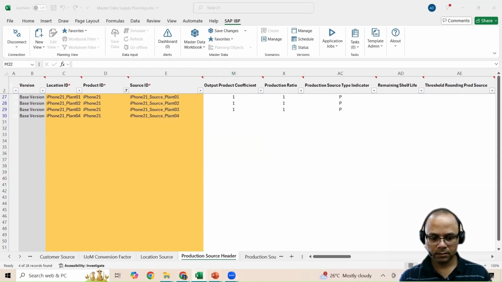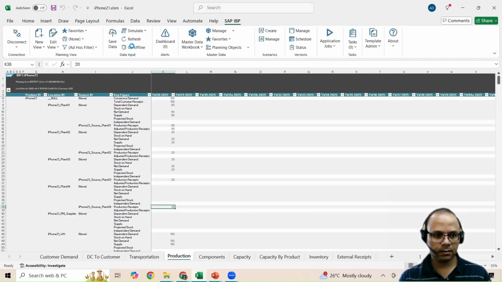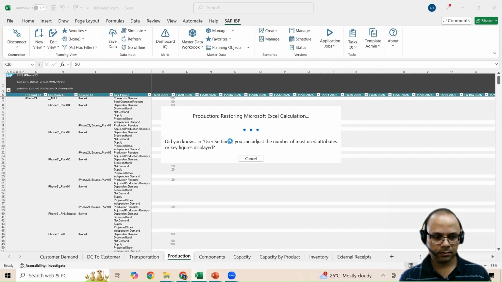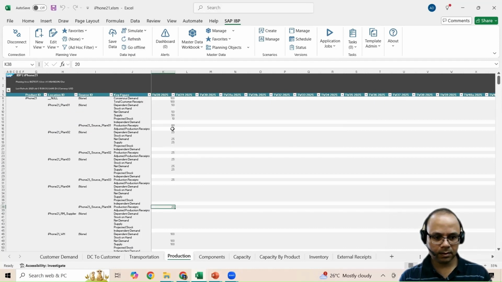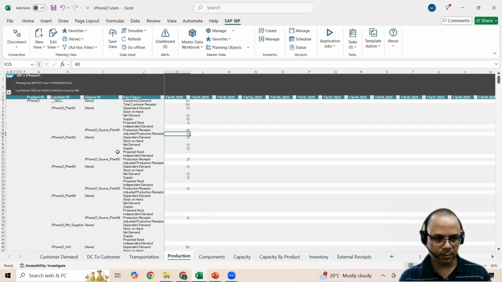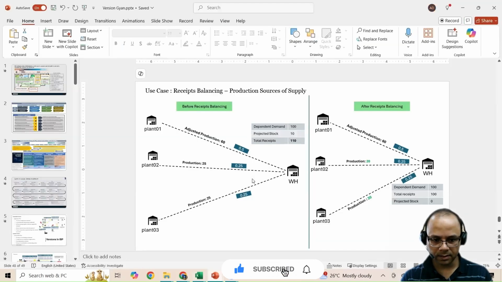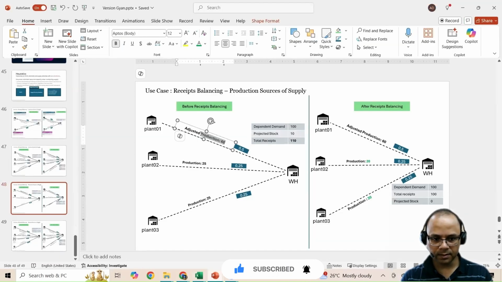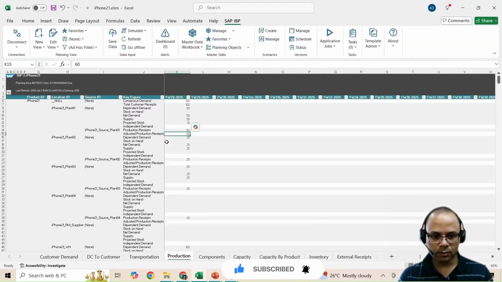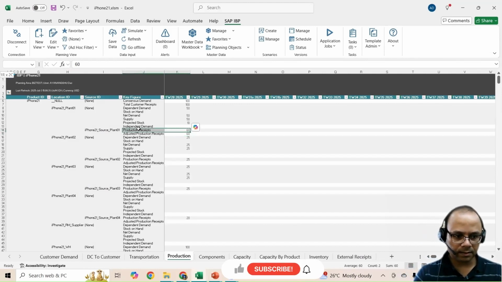Okay. And let's see how it is doing the production. So I had an adjusted production receipt, as we mentioned in the use case, right? In plant 1, I had an adjusted production receipt of 60 units, as we are saying that there is an adjustment, right? 60 units. So we see that it is actually sending 60 units.